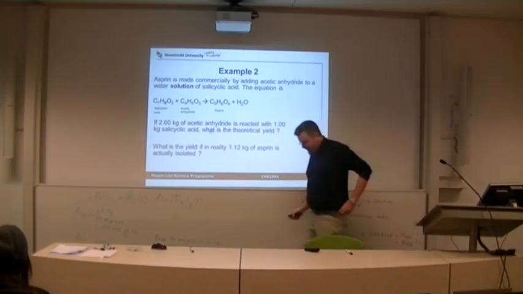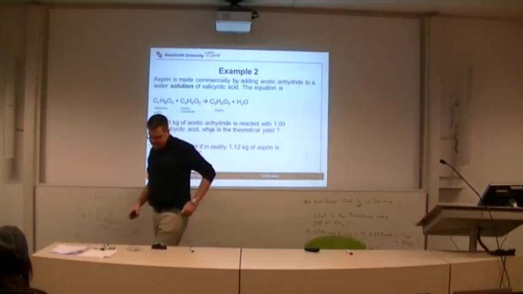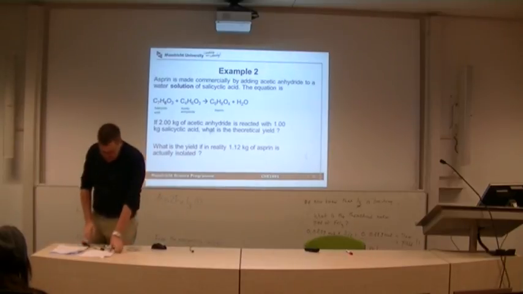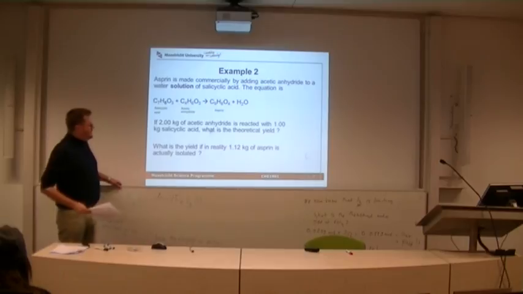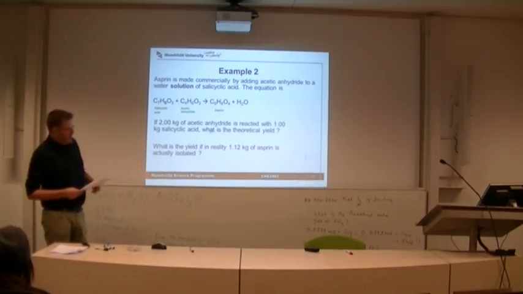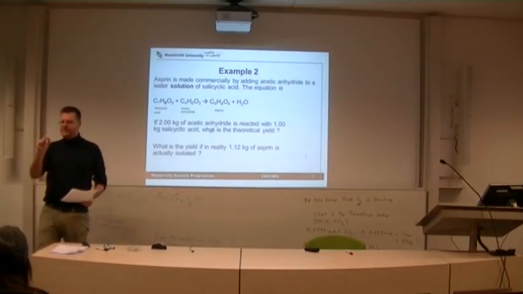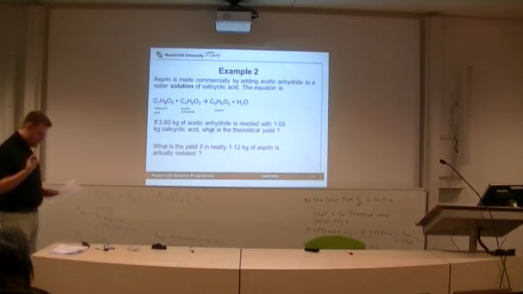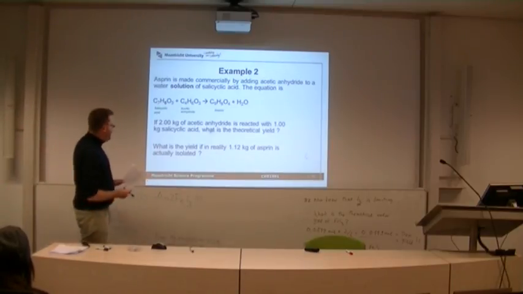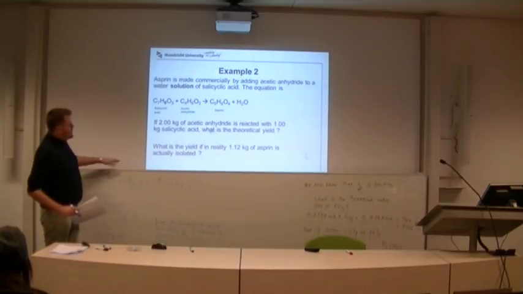Now, here is an example that I'm not going to go through, but I want you to do this as a homework exercise to practice. I will give you the solution, and you can see if you get the right answer. What is the yield if in reality 1.12 kilograms? Kilograms, remember. How do we calculate moles? Mass in grams, not kilograms. Don't fall into the trap. What is the yield of the reaction?